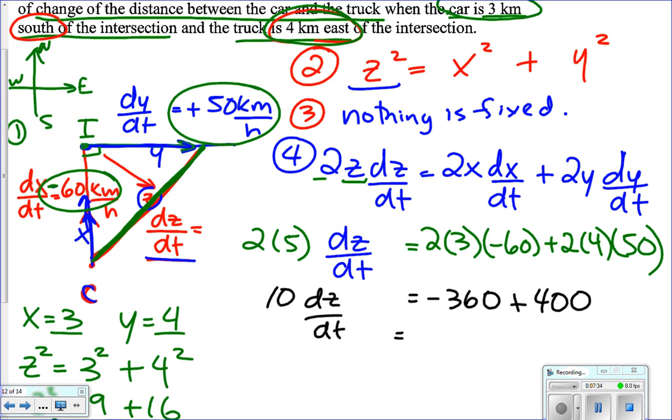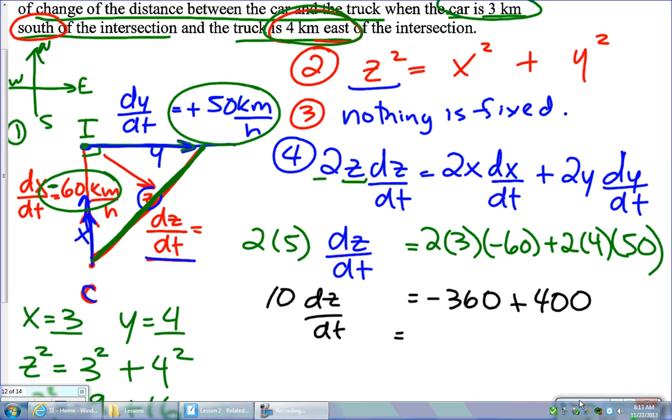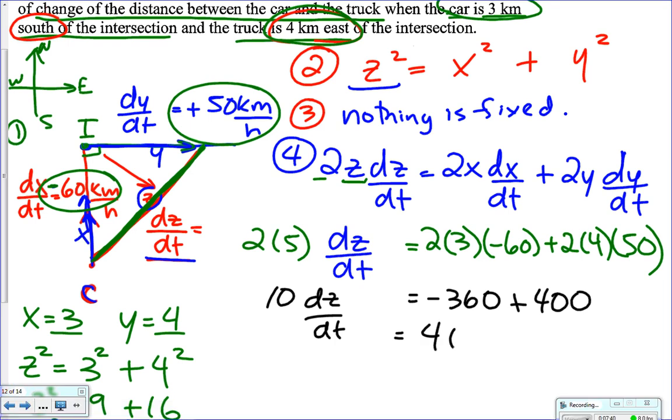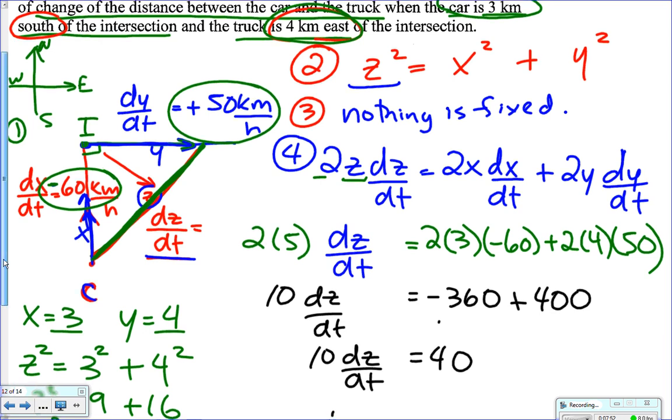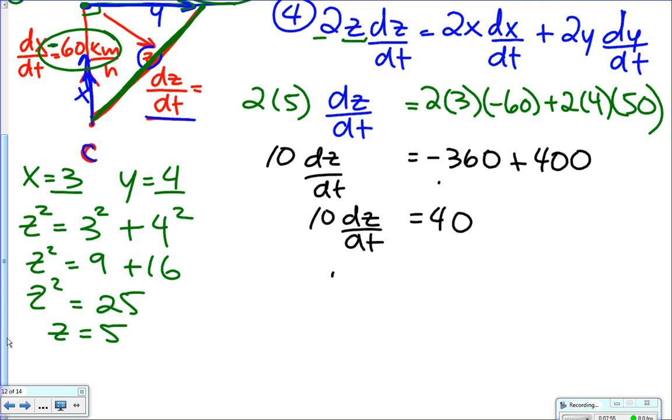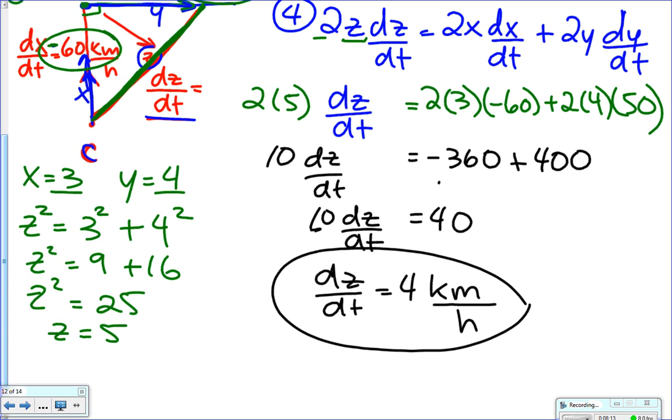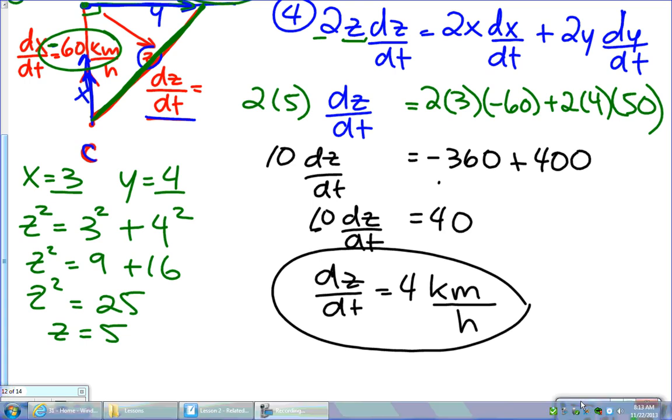Okay, so let's continue cleaning this up here. Negative 360 plus 400 is going to give you 40. Okay, 40 is 10 times dz dt. Okay, finally, as you can see, we are almost there. If I divide by 10 on both sides, therefore, the rate at which z is increasing with respect to time is going to give me 4. But if we're working with the proper units here, we were working with kilometers per hour. So that is the rate at which the distance between the truck and the car is increasing. And that's how you do that question.